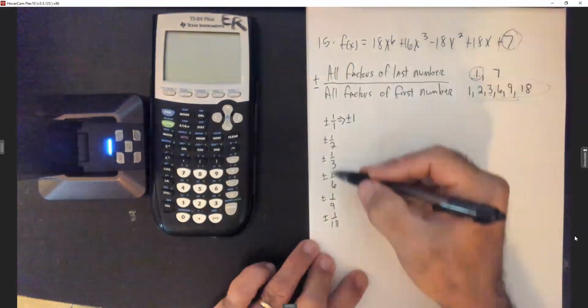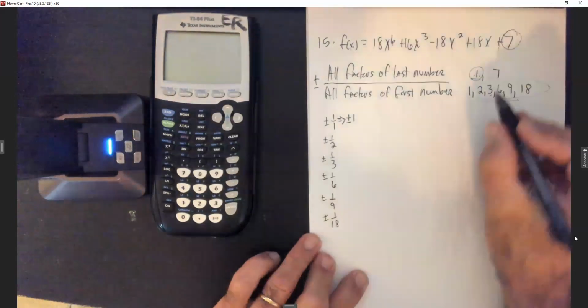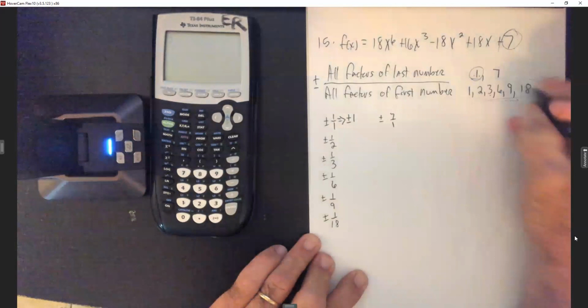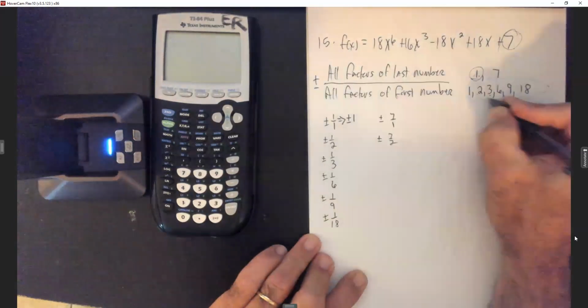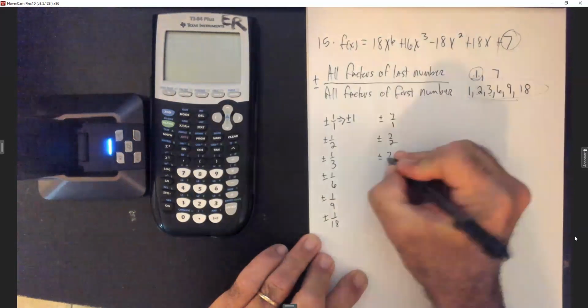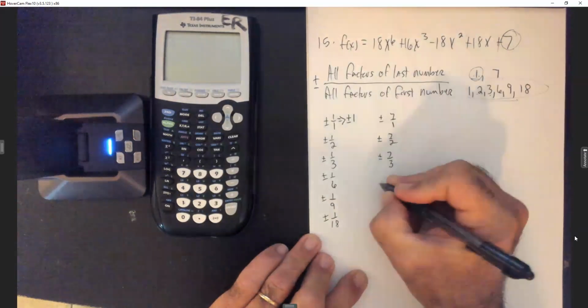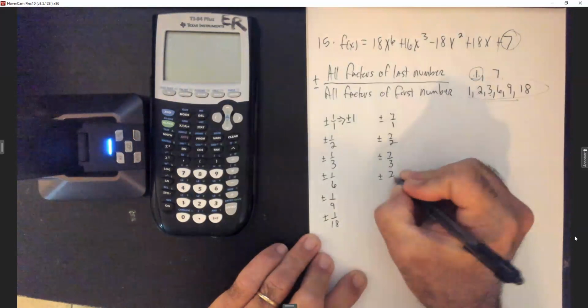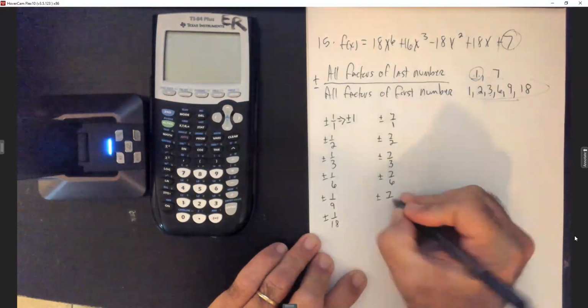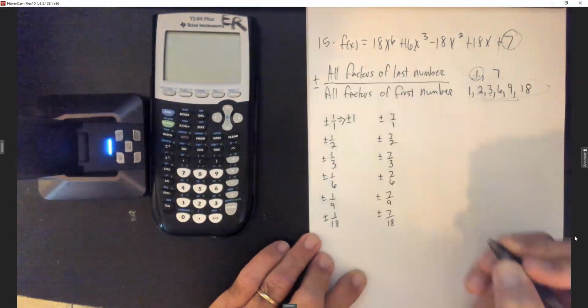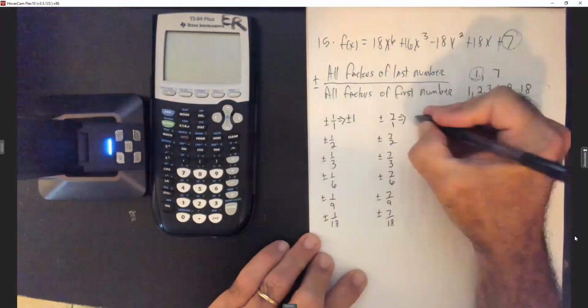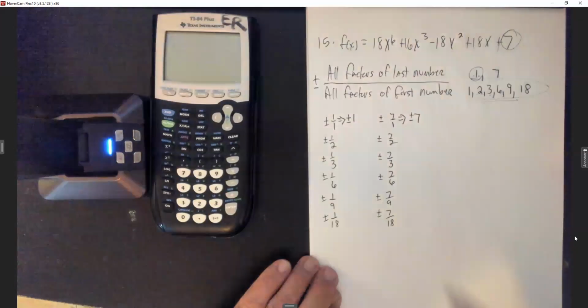So then I would do that with the 7. I'll do plus or minus 7 divided by 1, plus or minus 7 divided by the 2, plus or minus 7 divided by the 3, plus or minus 7 divided by the 6, plus or minus 7 divided by the 9, and then plus or minus 7 divided by the 18. But remember, this one, 7 over 1, would reduce to just a 7. So if any of these would simplify, you got to.